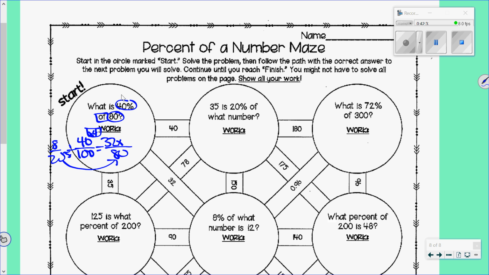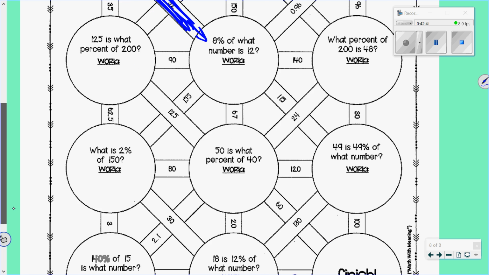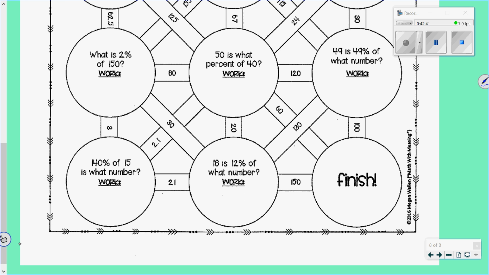One of the 3 lanes has to have your answer. So you color in that lane, in this case 32, and then you do the next problem. So you're going to do that all the way around until you end up at the finish. I will give you a hint. I haven't checked the answer key, but I'm pretty sure you don't hit every single circle. No, you don't. So just be aware of that.